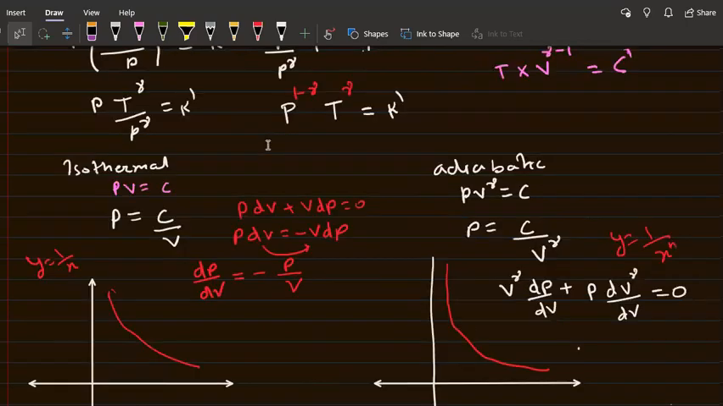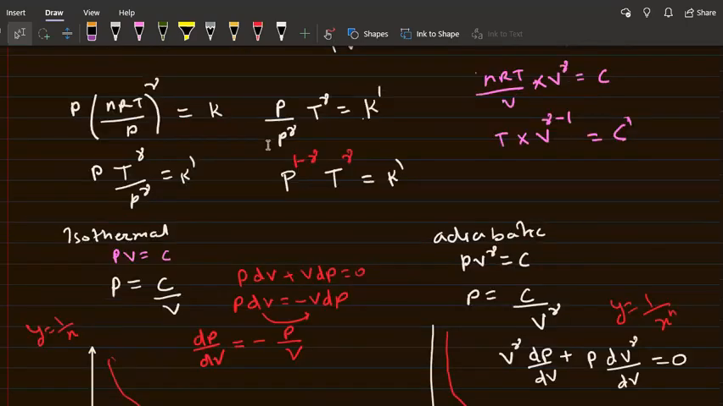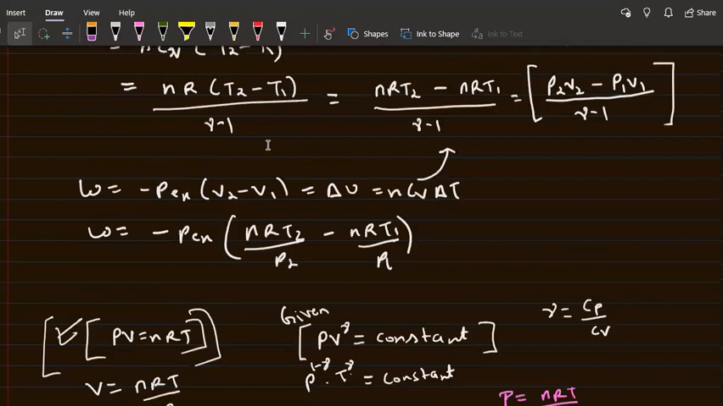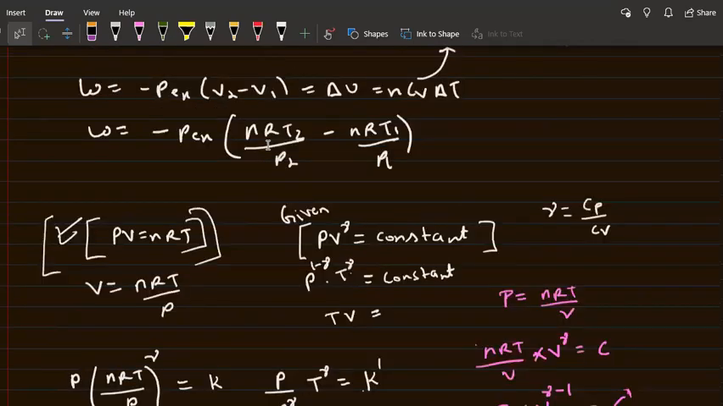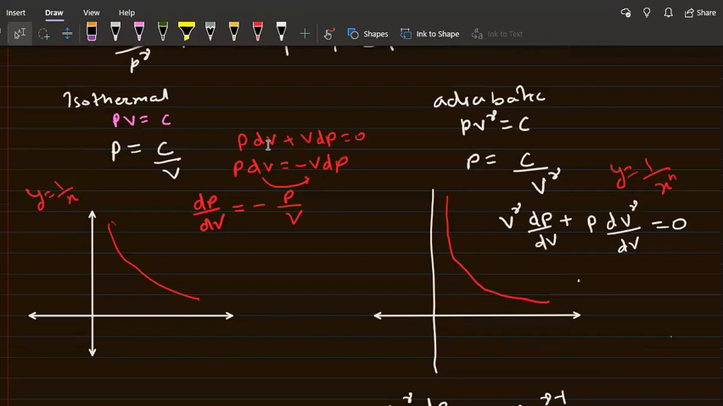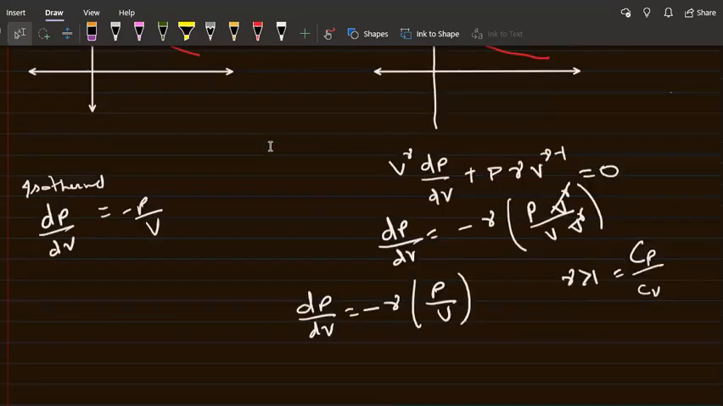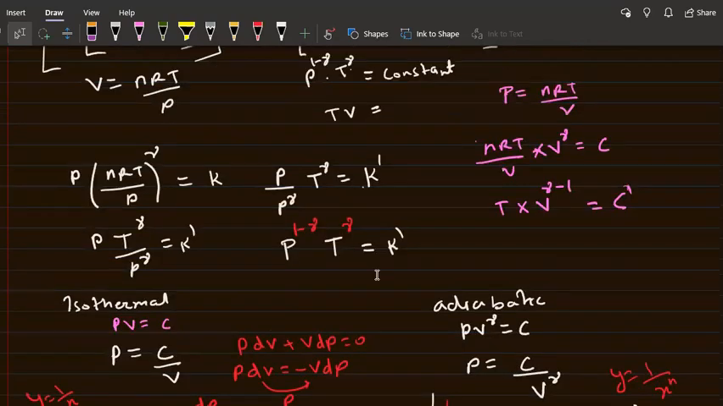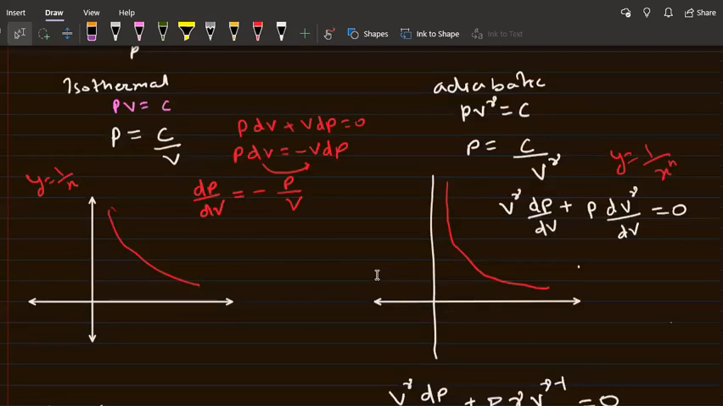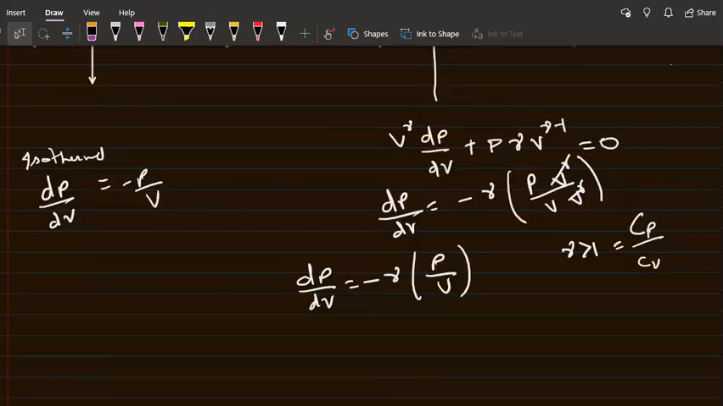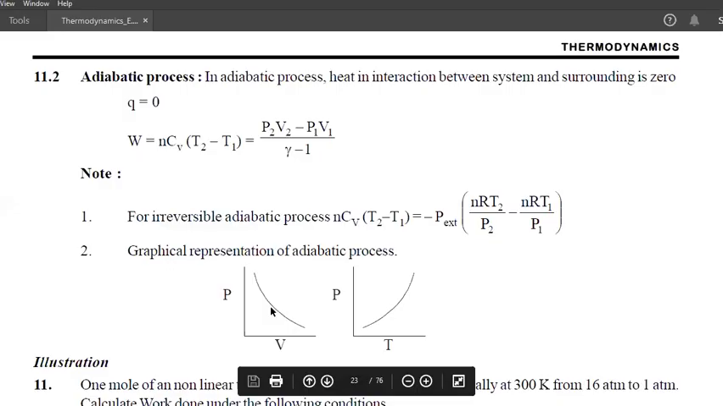So this marks the end of adiabatic process. I skipped the derivation, because it is not needed, especially the derivation of PV to power gamma. Okay, so let's solve one problem.